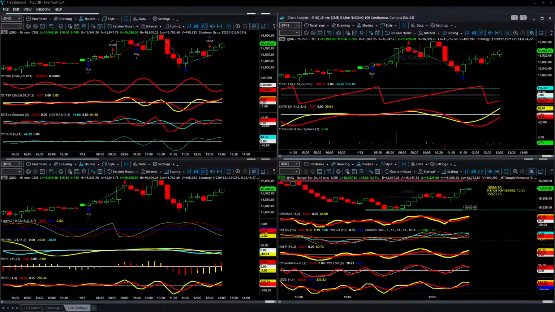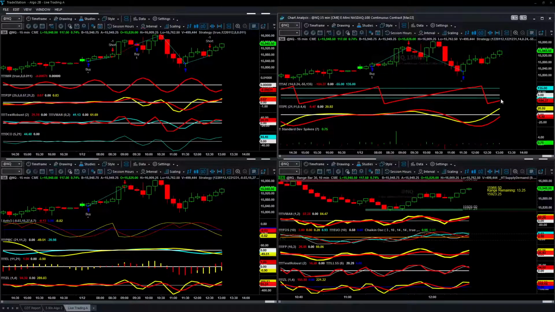Alrighty, guys, let's see what we have going on here. Yeah, the market is definitely entering into a trend phase right now. And this trade is almost just about over, guys. As soon as I get a crossing right here, that trade is going to be over.